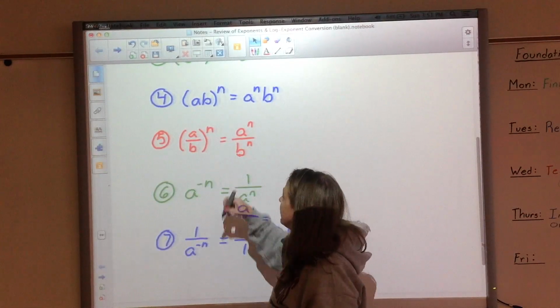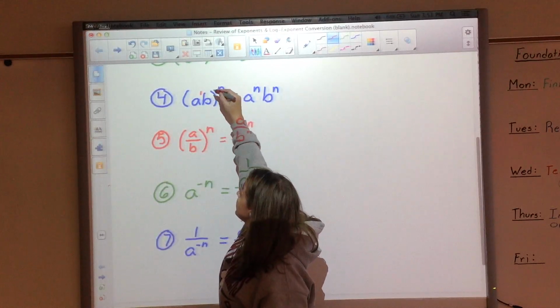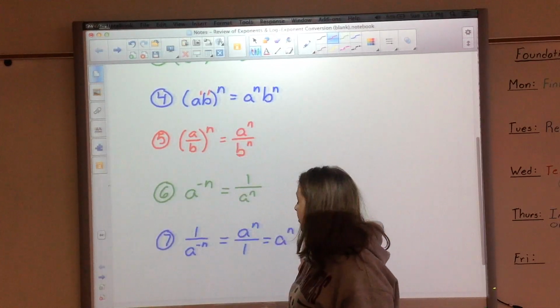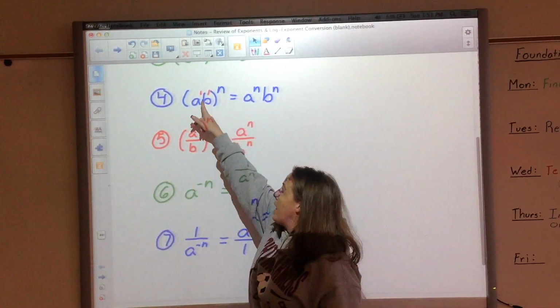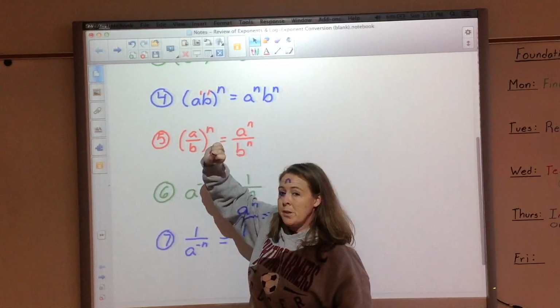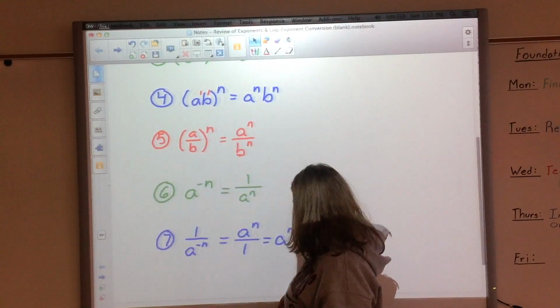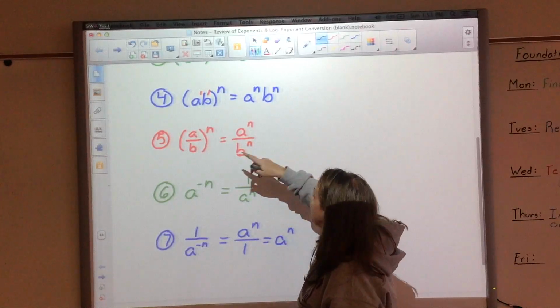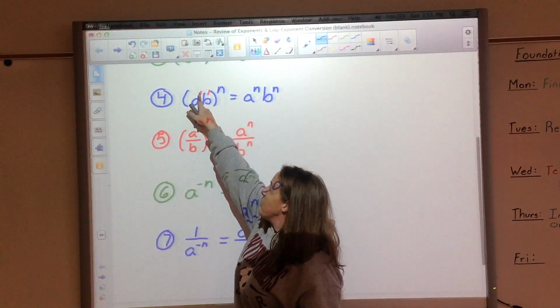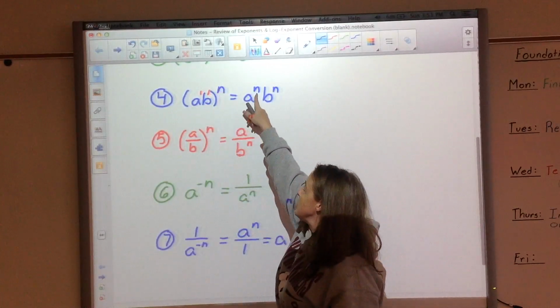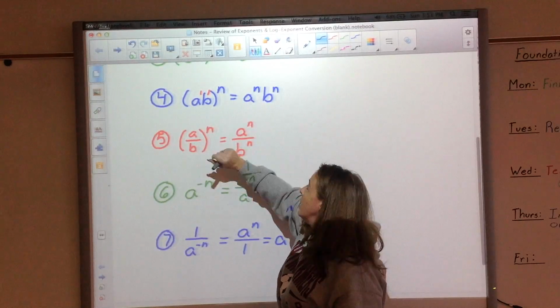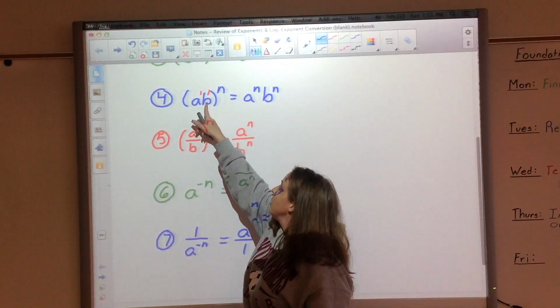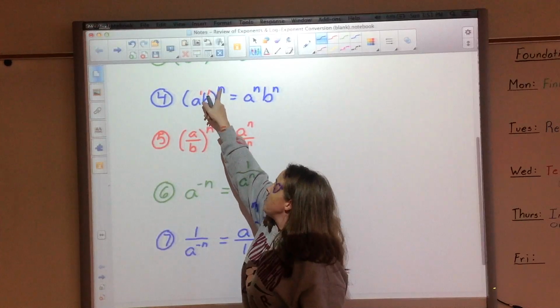Right now, if we look at this, this is an understood a to the first and b to the first. So then we can use that property where we had an exponent inside and an exponent outside, and we multiplied the exponents. Therefore, we would have a to the first power times n, which would give us 1 times n is n. Then for our b base, we keep our base as b, but then 1 times n is n.